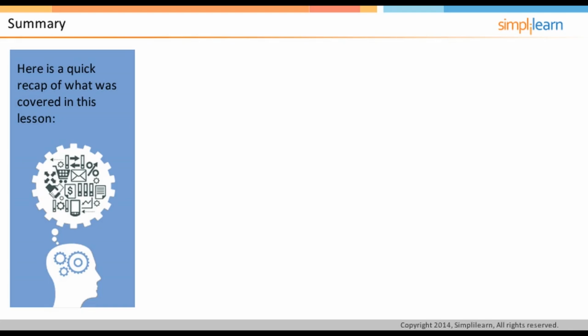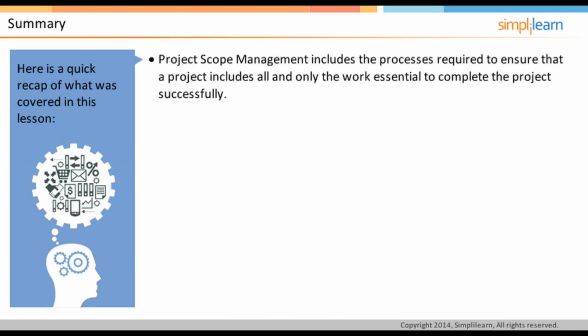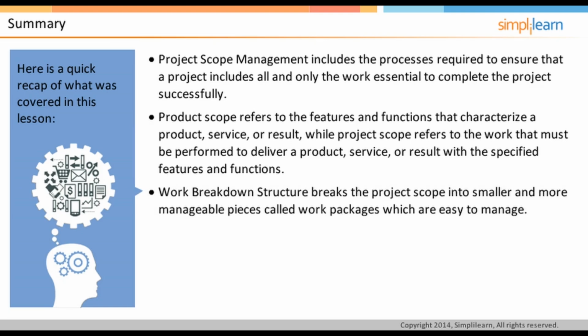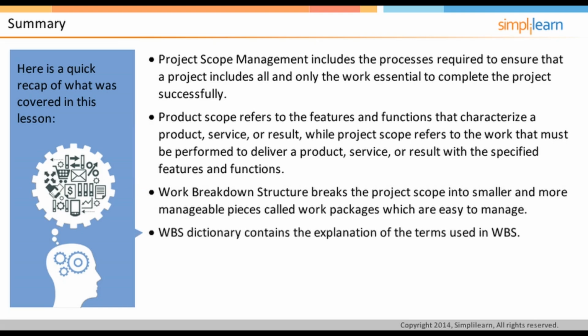Here is a quick recap of what was covered in this lesson. Project scope management includes the processes required to ensure that a project includes all and only the work essential to complete the project successfully. Product scope refers to the features and functions that characterize a product, service, or result, while project scope refers to the work that must be performed to deliver a product, service, or result with the specified features and functions. Work breakdown structure breaks the project scope into smaller and more manageable pieces called work packages, which are easy to manage. WBS Dictionary contains the explanation of the terms used in WBS.